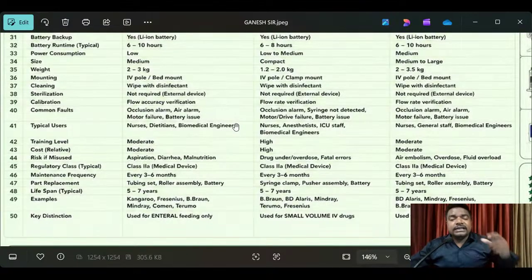Okay, every patient, every area, syringe pump is available, but feeding pump and infusion pump may not be available. Understand? So all these equipments are available mostly in private hospitals, we can find out.